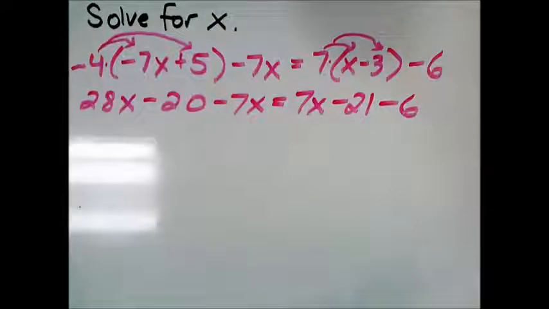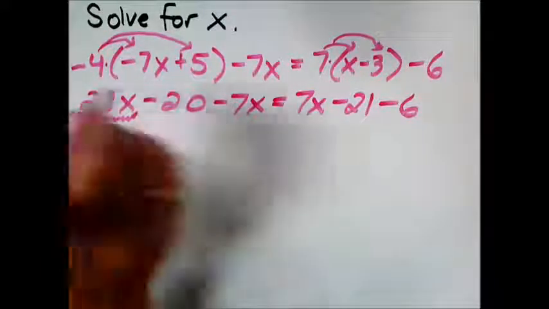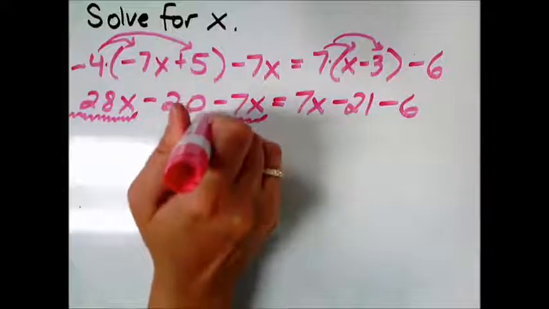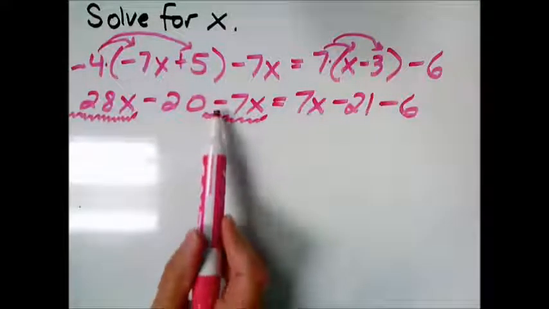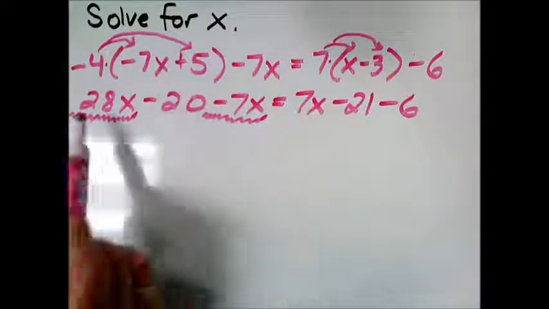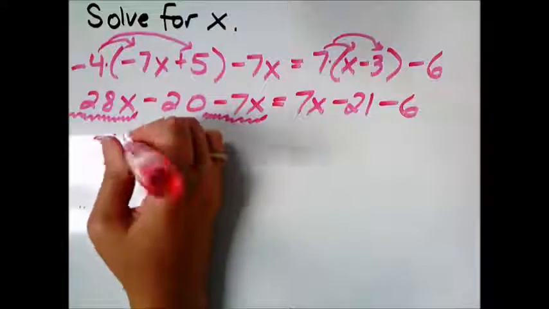Now we can look for like terms. I like to do something if I have like terms on the same side to make them stand out to me. So if I see a 28x and a -7x, I'll circle them or underline them or something. Also helps remind me this sign in front of the number goes with it. So this is 28 and -7 gives me 21x.